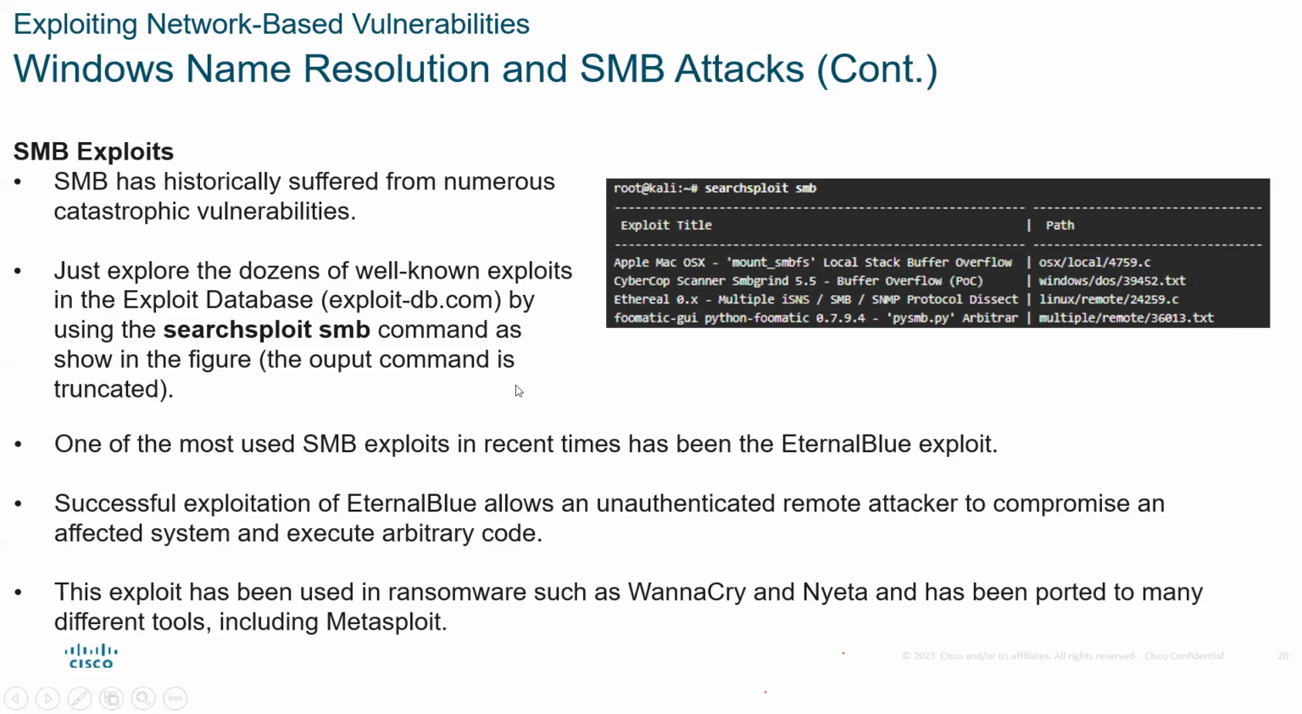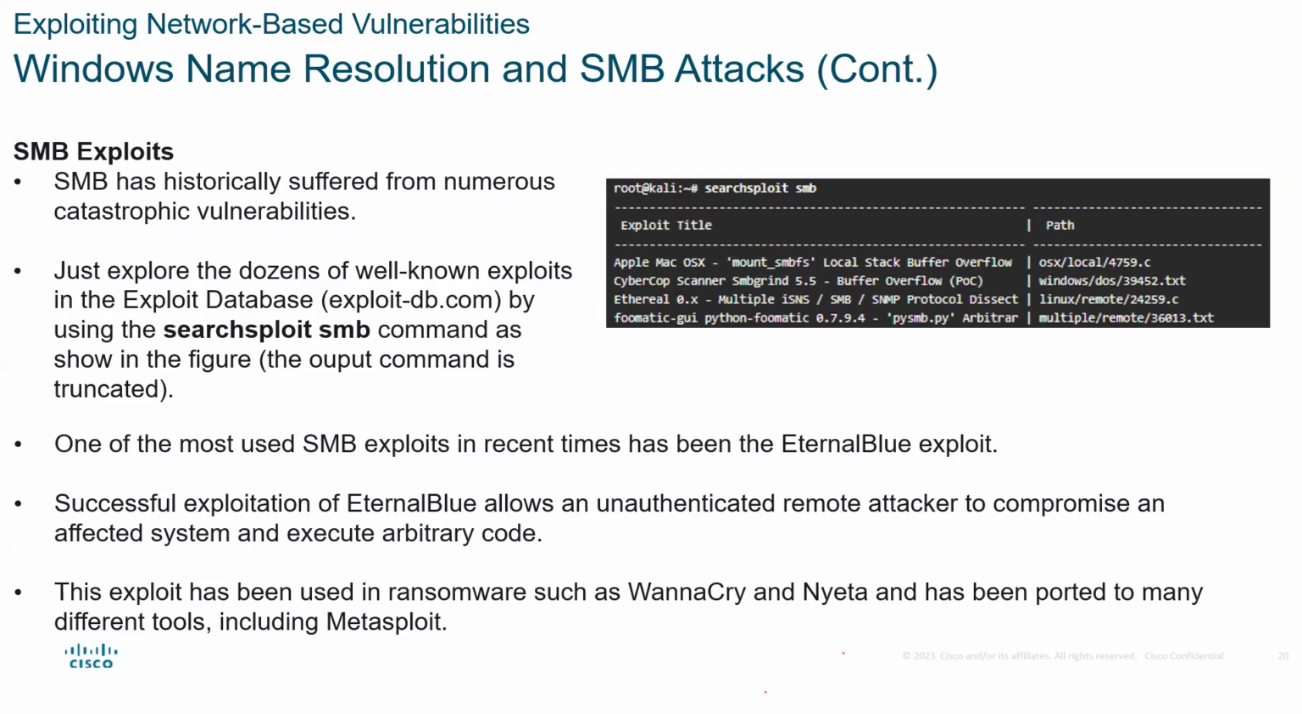One of the most used SMB exploits in recent times has been the EternalBlue exploit. Successful exploitation of EternalBlue allows an unauthenticated remote attacker to compromise an affected system and execute arbitrary code. This exploit has been used in ransomware such as WannaCry and NotPetya, and has been ported to many different tools, including Metasploit. So a lot of these attacks can happen.